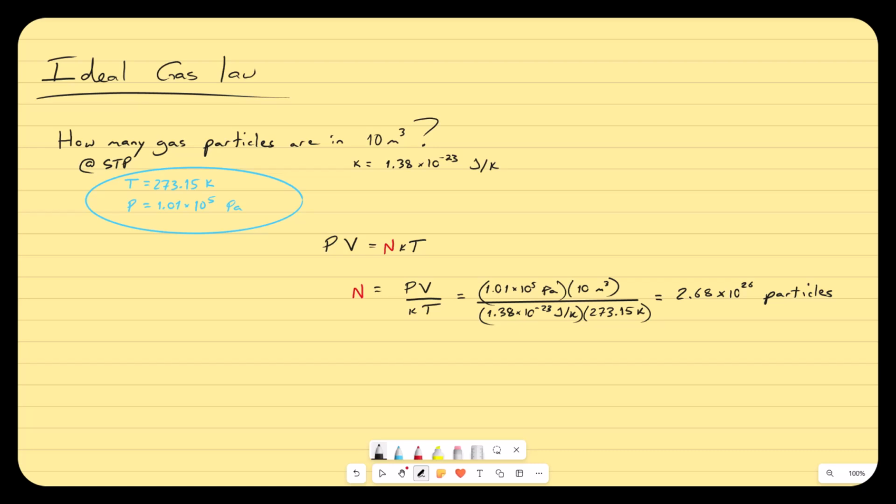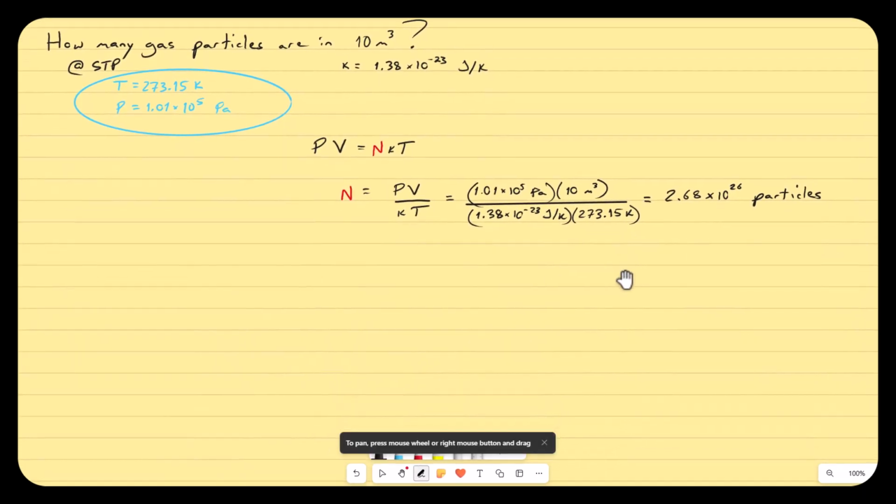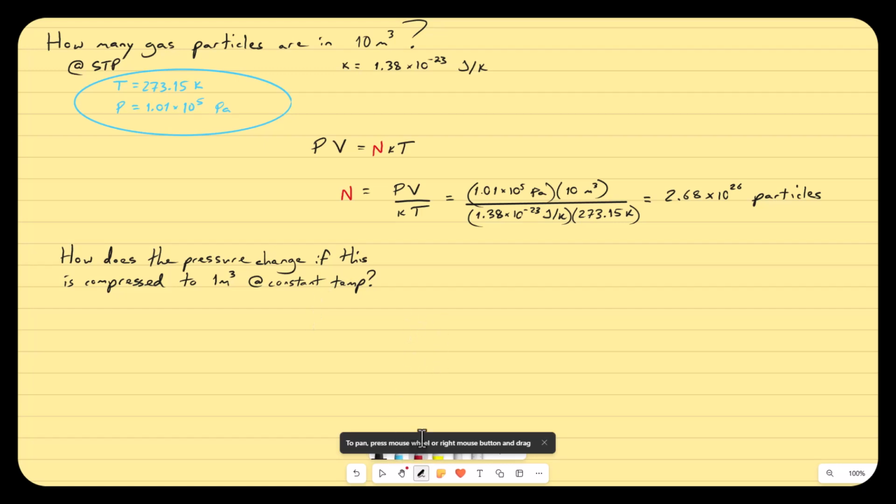So then maybe I'd like to know, how does the pressure change if I condense this down to 1 cubic meter? And we will let the temperature stay the same. So now I'm looking for the pressure. I'm going to start with the ideal gas law again. PV equals NkT. I'm looking for the pressure.